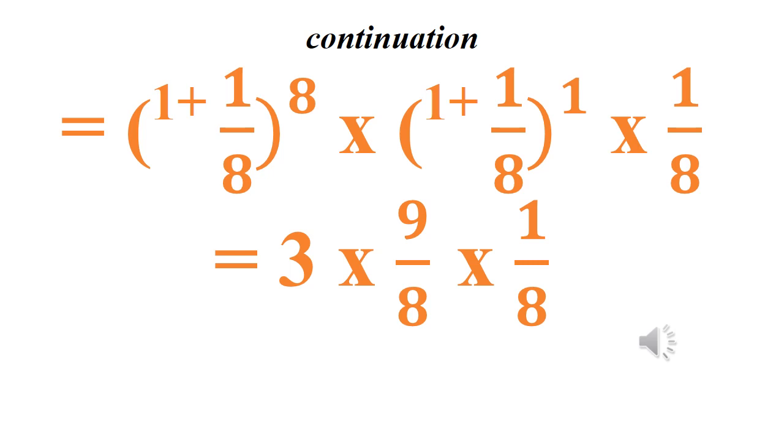Now we have 1 plus 1 over 8 raised to power 8, multiplied by 1 plus 1 over 8 raised to power 1, multiplied by 1 over 8. Now since we have said 1 plus 1 over 8 raised to power 8 is less than or equal to 3 according to that limit function, we take that one as 3, then multiply by, if you solve 1 plus 1 over 8, which will give us 9 over 8, then times the last 1 over 8.